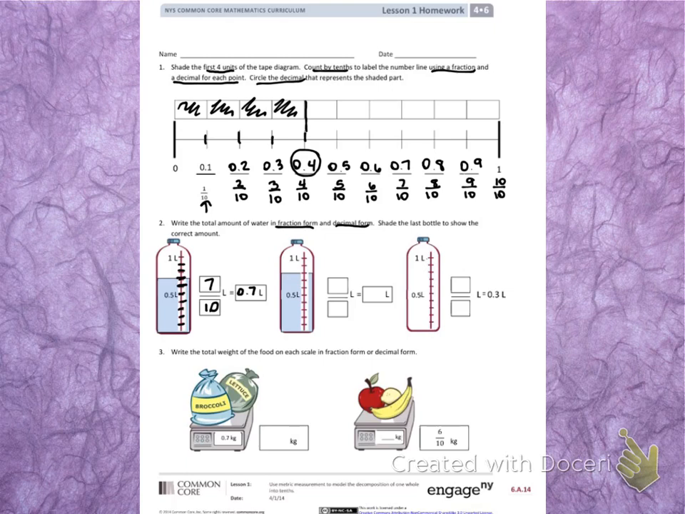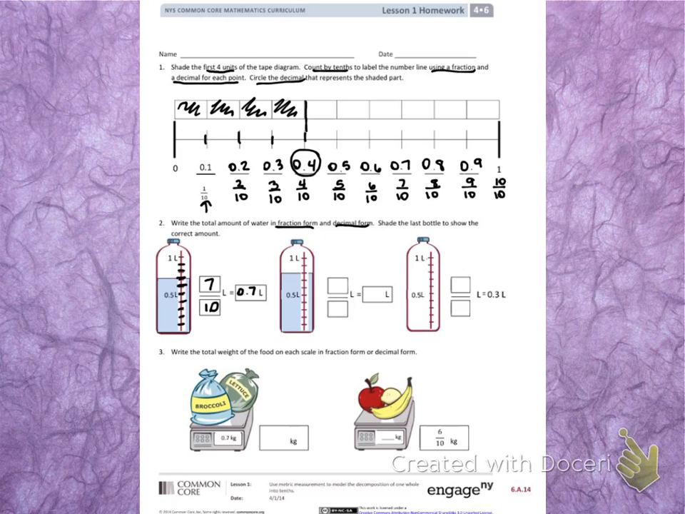Problem number 3. Write the total weight of the food on each scale in fraction form or decimal form. So there's 2 different problems here. If it gives it to us as a decimal form, we're going to write it as a fraction. If it gives it to you as a fraction, you're going to write the decimal. I'm going to do the first part.